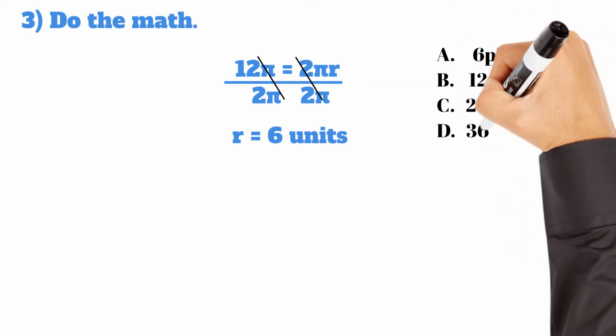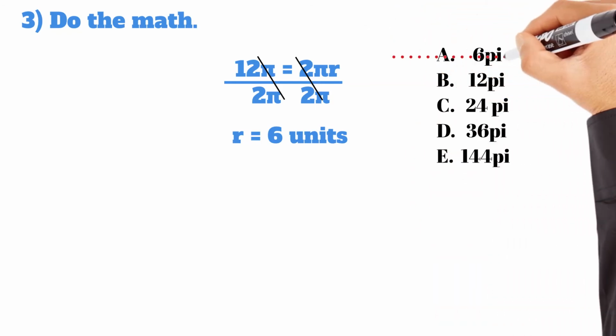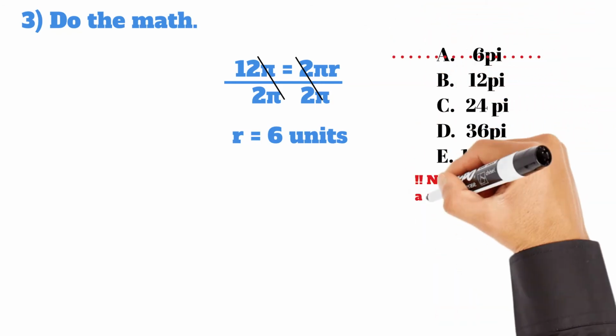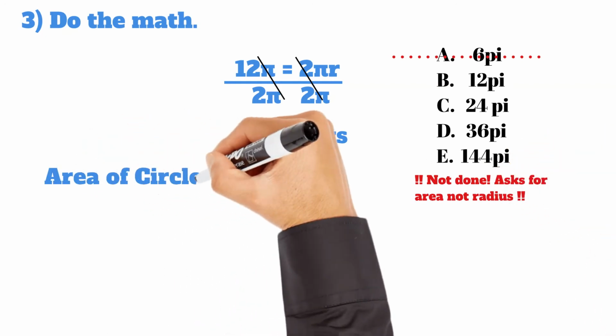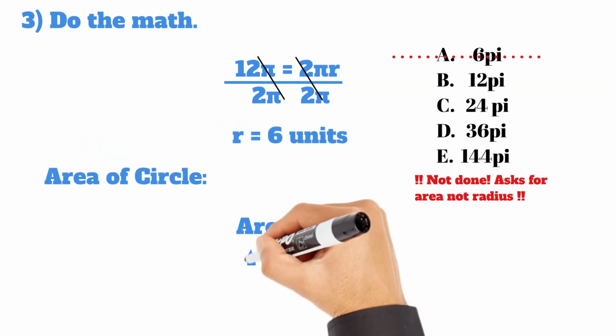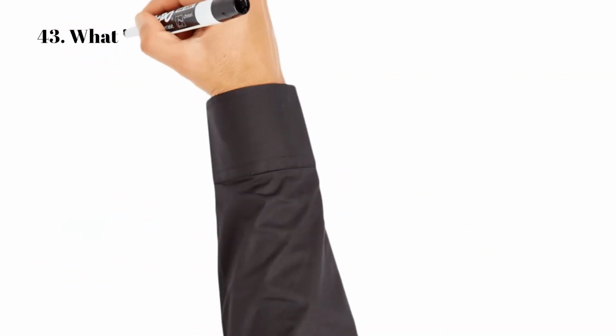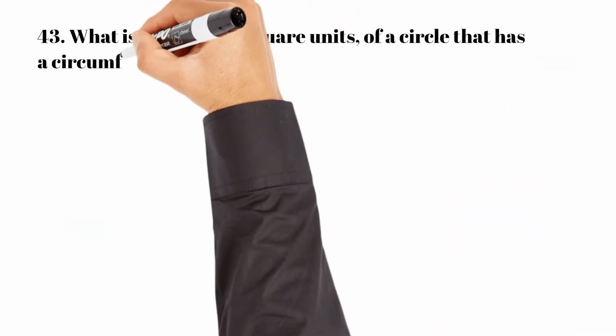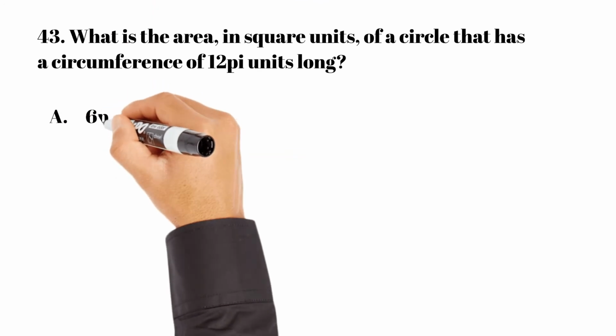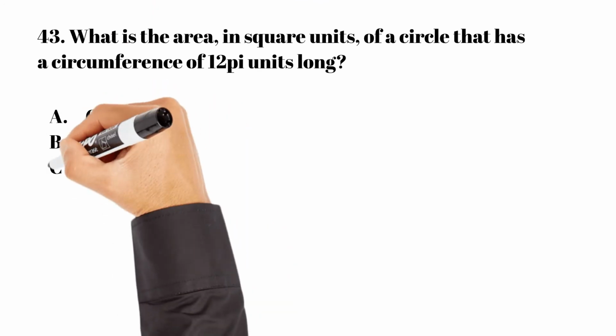Notice that they're a little bit tricky and A has 6 pi. Remember from step 1 that we need to solve for the area. Plugging that in, we have area is equal to pi times radius squared, getting 36 pi units squared. So we circle D and it looks like we're almost done, but there's one last step that has saved me so many points and helped me a ton and can help you as well.